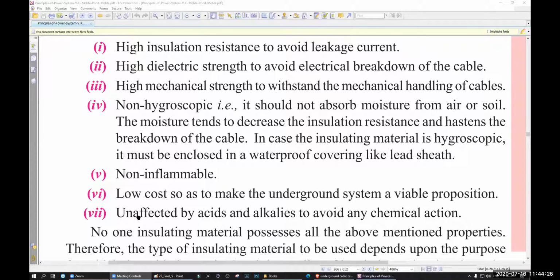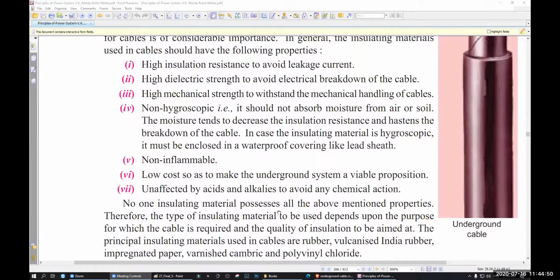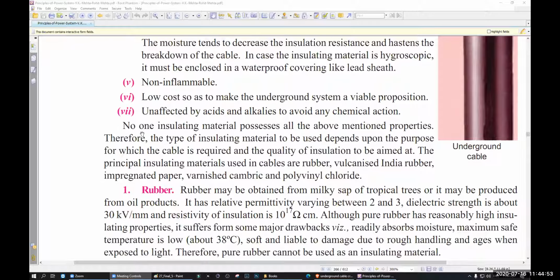Okay, unaffected by acids and alkalis to avoid chemical reaction. So you are going to use the underground system for 50 years. You have to ensure this insulator will stand the acids or the alkalis in the soil for 50 years, right? It should not have any chemical reaction. No one insulating material possesses all the above mentioned properties. Therefore, the type of insulating material to be used depends upon the purpose for which the cable is required and the quality of the insulation to be aimed at.